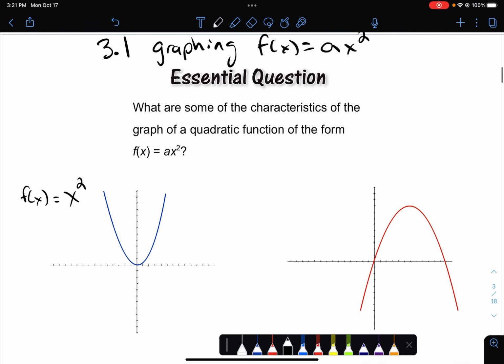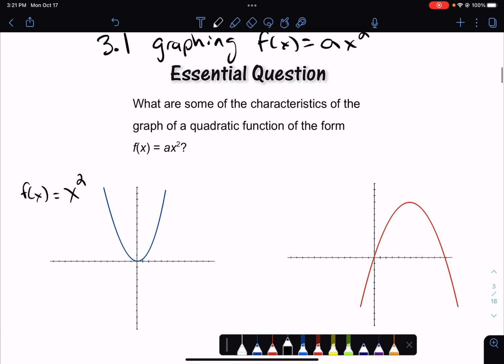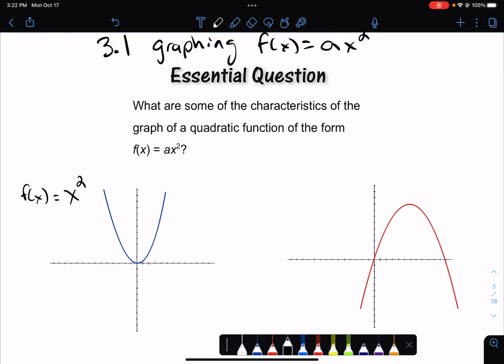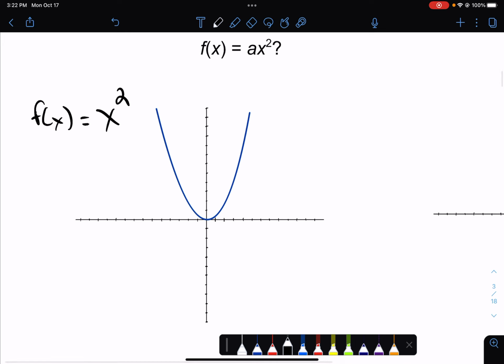So this is a new graph that we've dealt with a little bit, but we've never really actually drawn it or looked at it specifically. We've just dealt with it algebraically. So kind of the big question today is, what are some of the characteristics of this graph that's in this form?